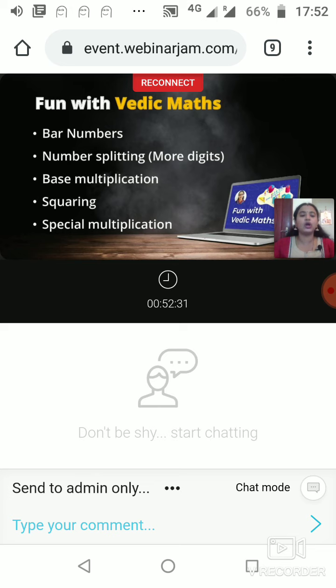Number splitting will help a lot. Base multiplication is a beautiful, brilliant method of multiplication, so any number can be multiplied with any number easily. Here, I taught you 9's multiplication, right? That falls under special multiplication. We have 9's multiplication, we have 11's multiplication, all that falling under the special multiplication category.